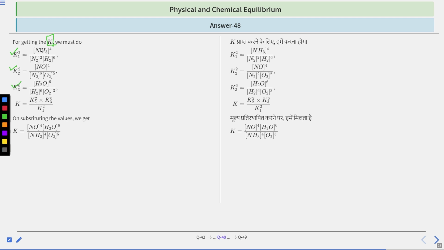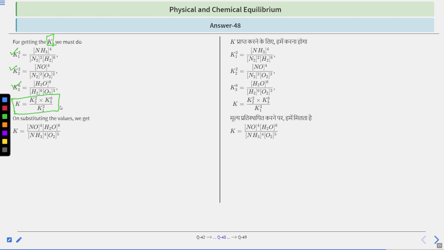So K1 square will become [NH3] power 4 divided by [N2] power 2 into [H2] power 6. K2 square will become [NO] power 4 divided by [N2] power 2 [O2] power 2. And K3 whole 6 will become [H2O] whole 6 divided by [H2] to the power 6 and [O2] to the power 6 by 2, which is 3, right?